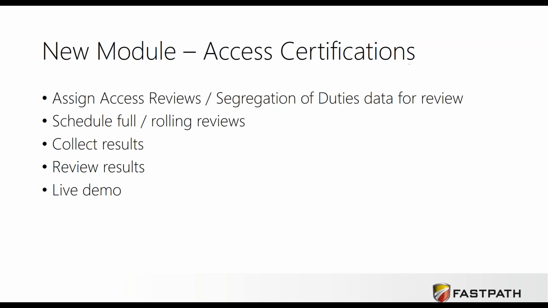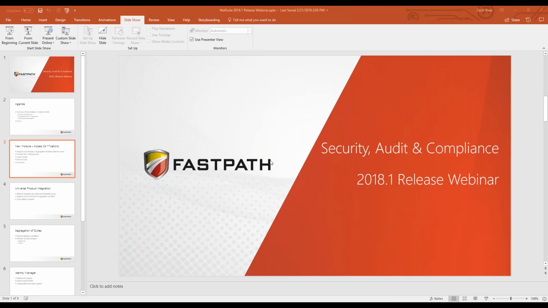Now with the Access Certifications module, we're going to try to automate that process for you. With Access Certifications, you are going to be able to schedule users to review specific components of the data that's available within Access Reviews and Segregation of Duties, and then automate sending out that data to those users, as well as collecting the feedback and then the ability to review the results of those reviews. So with that, what we're going to do is dive back into the product. We're going to take a quick peek at this module in action.